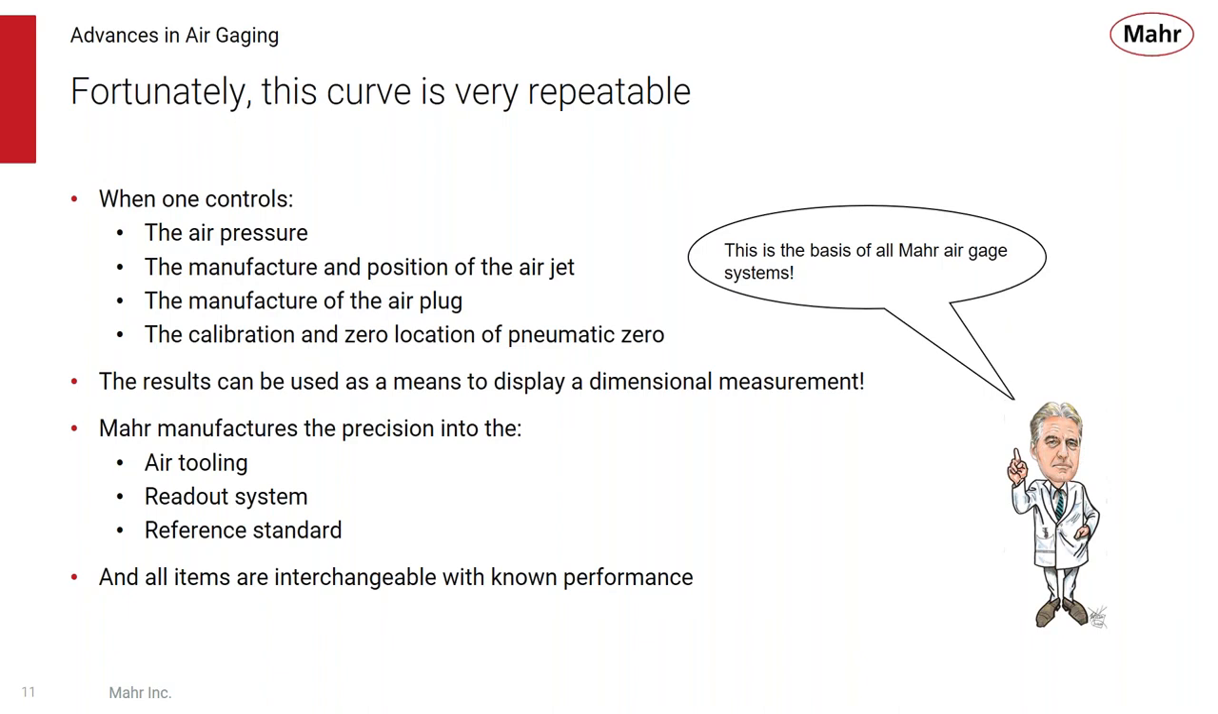So Mahr manufactures this precision into the air tooling, but we also do the same thing to the readout system and the master, or the reference standard, that we manufacture and is used with the air tooling. What this does is make all these items interchangeable with each other, and you can still have a known performance with the system. So Mahr manufactures the precision into its air tooling.